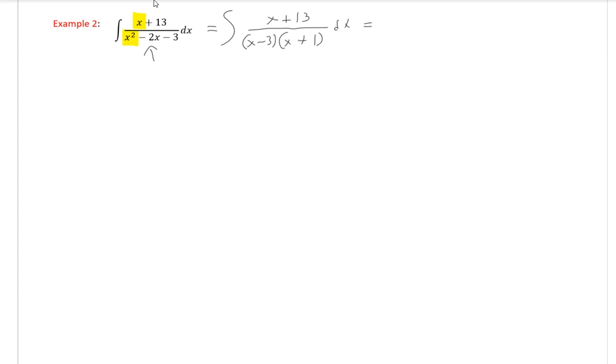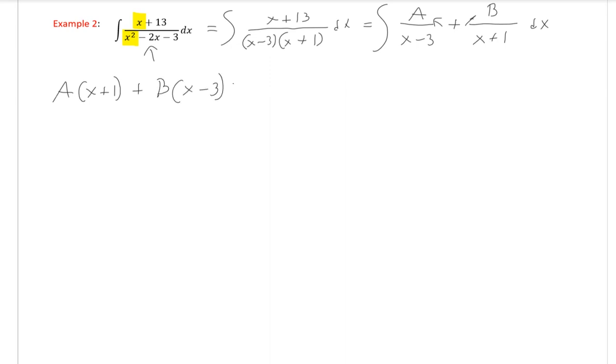Then what I'm going to try to do with this integral, my goal is to split this up into a over x minus 3 and b over x plus 1 dx. That's my overall goal, is to split that up appropriately. Now in order to do that, I'm going to take each of the top terms and multiply them by the other denominators. So I'm going to take a, multiply that by x plus 1. I'm going to take b and multiply that by x minus 3. This is going to equal x plus 13, which is the other numerator.